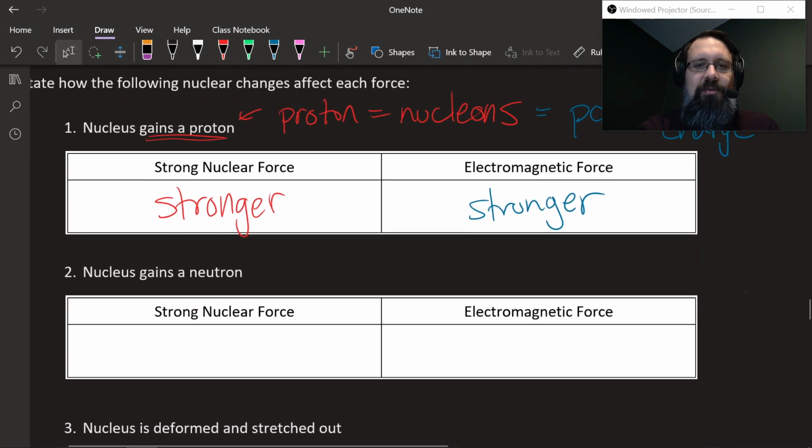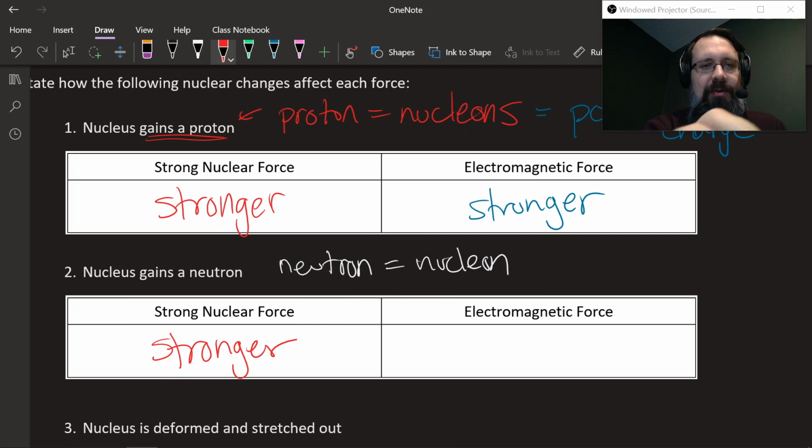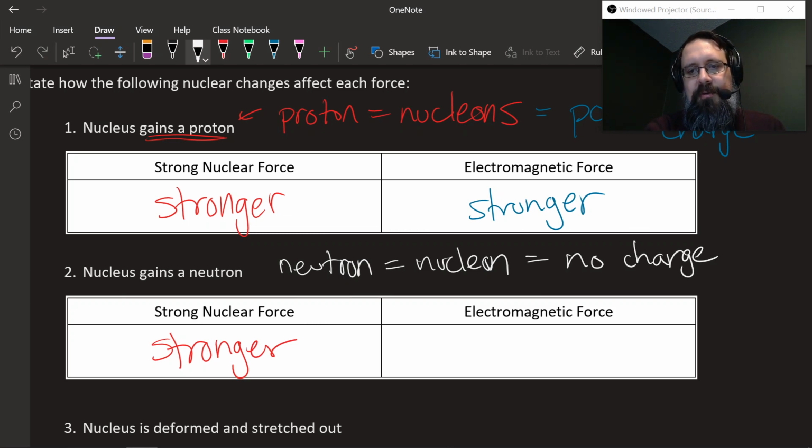What if you add a neutron? We'll do the strong force first. The strong force gets stronger, right? A neutron is a nucleon, so yeah, the strong force gets stronger. But a neutron has no charge, which means the electromagnetic force doesn't change. It stays the same.